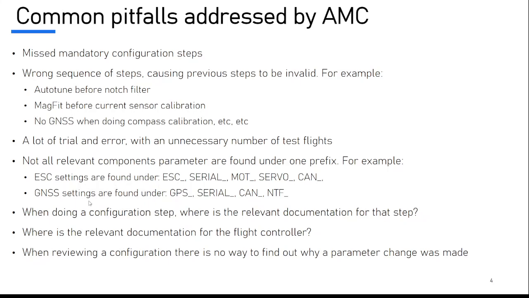When doing a configuration step, where is the relevant documentation for that particular step? Where is the relevant documentation for the flight controller that you're actually using? And is there a way to know why you did such a parameter change? Why does the parameter that you have right now have that value and not some other value?